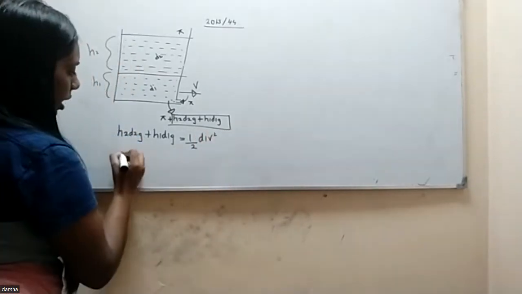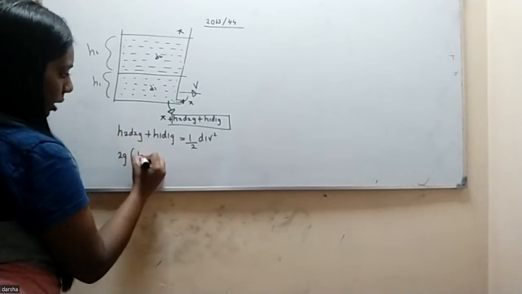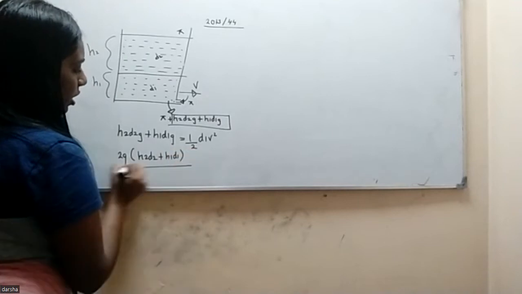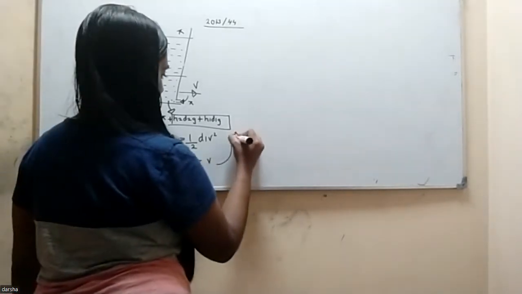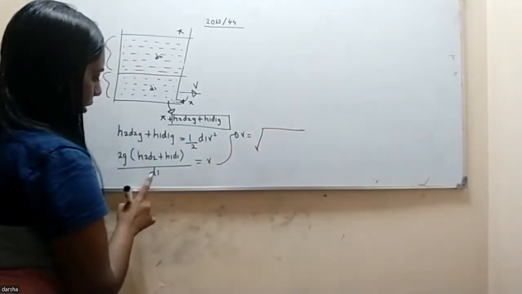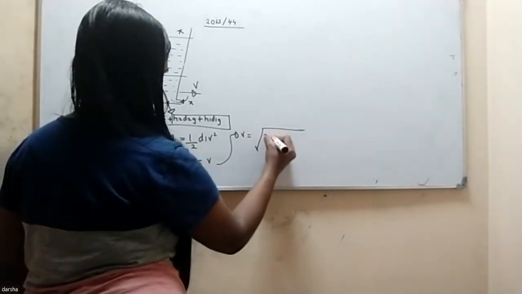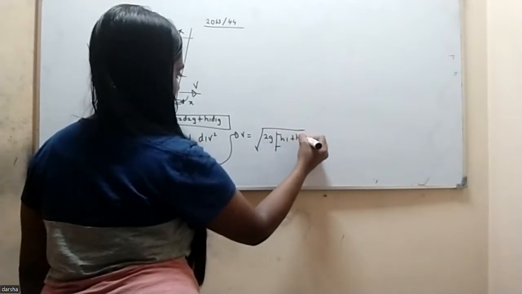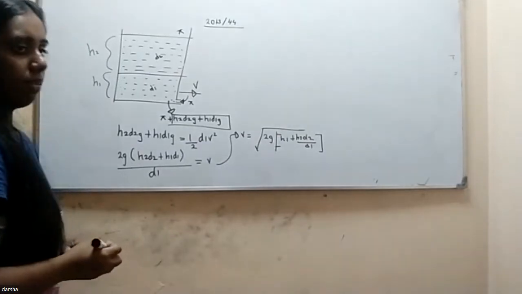Therefore, we can calculate this. If I take 2g common, H2 D2 plus H1 D1 divided by D1, this is the velocity. Therefore, we can write the expression for velocity: V is equal to the square root of, here D1 and D1 get cancelled, 2g into (H1 plus H2 D2 over D1).